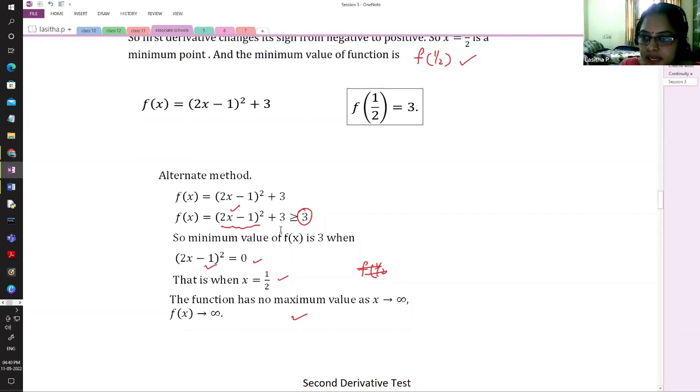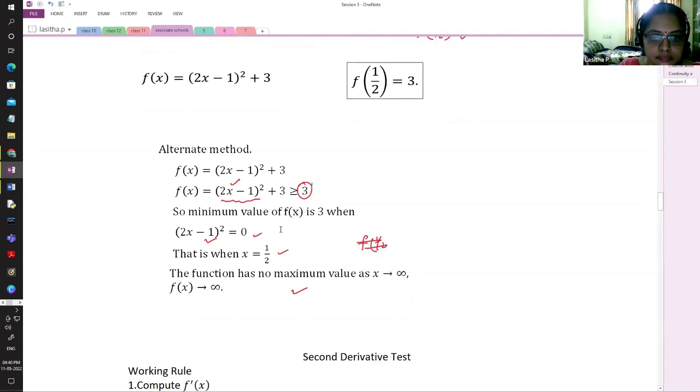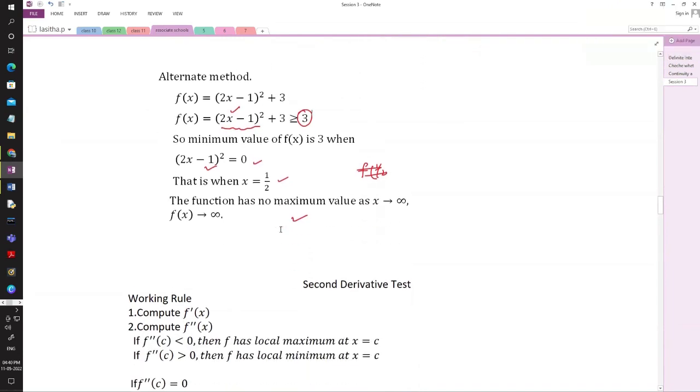Shall I proceed? Yes, ma'am, you can proceed.